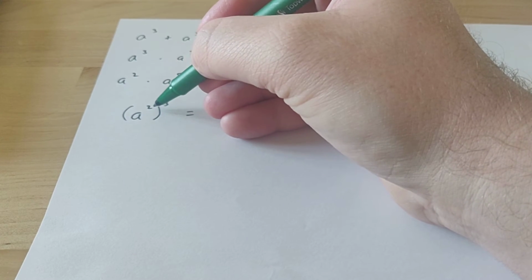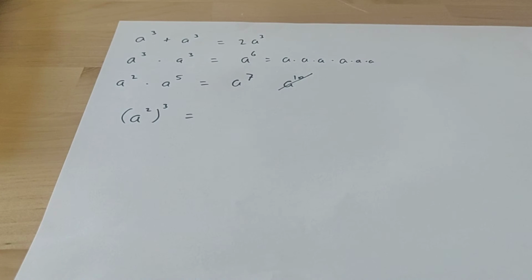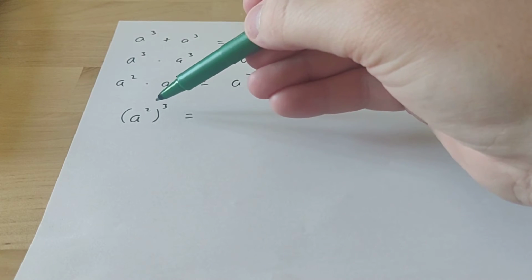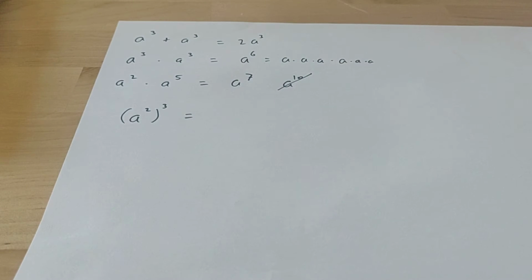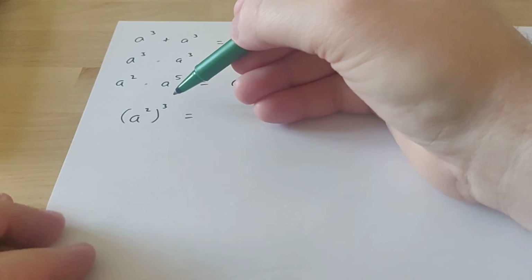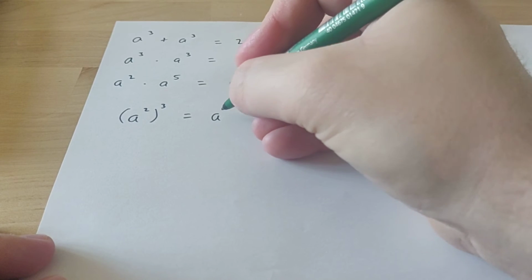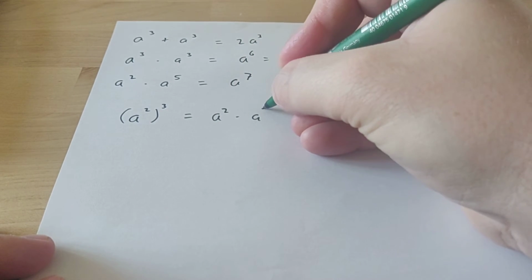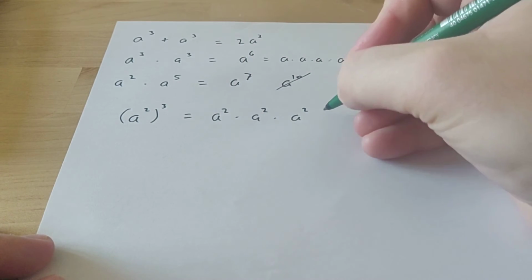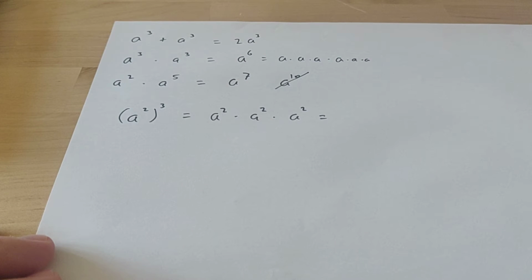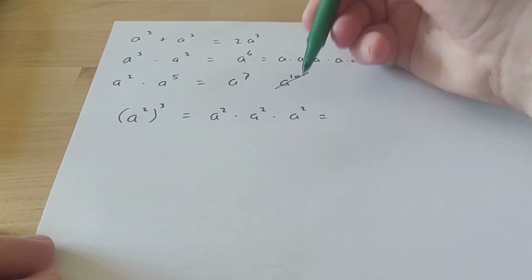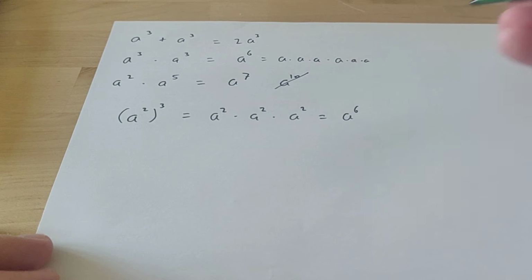Okay. Now we go to something new. I have a squared in brackets and then to the power of 3. So we have a power to a power. Alright. Now let me show you how this works. The power of the 3 says that you have to do this 3 times. So you have to do a squared times a squared times a squared. So then you can just add these numbers. So this will be a to the power of 6.